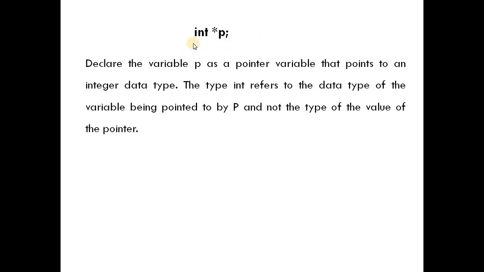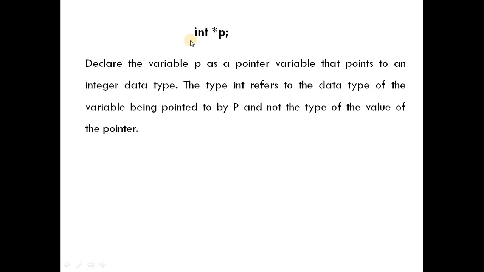This is how we are going to declare a pointer variable. Here the name of the pointer variable is p. How do we understand that this p is not a regular variable but a pointer variable? Because we have attached an asterisk before it. Such variables to which we have attached the asterisk are known as pointer variables.